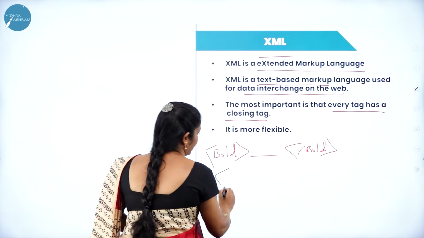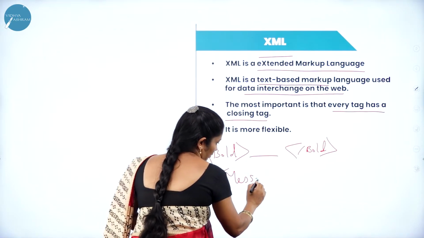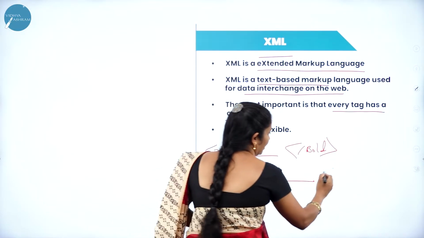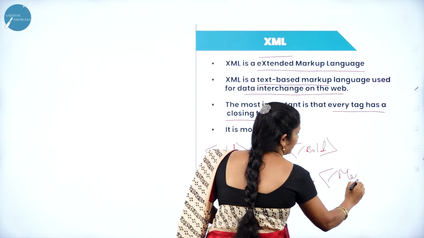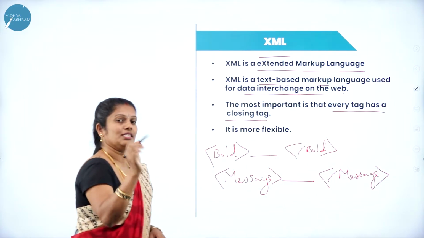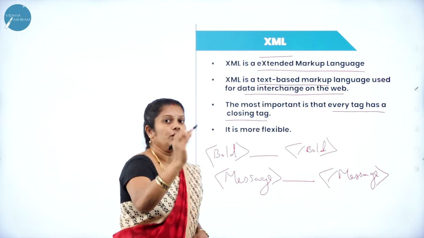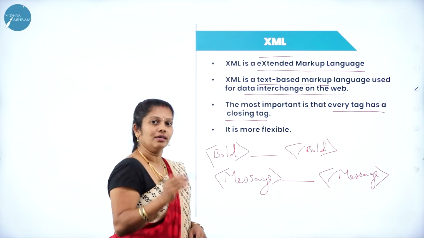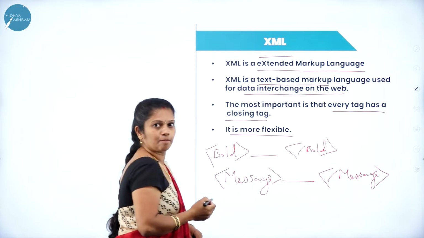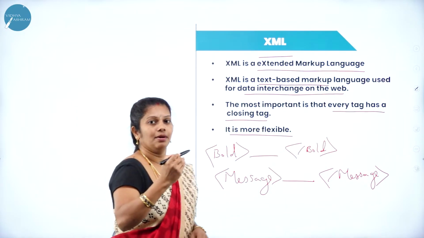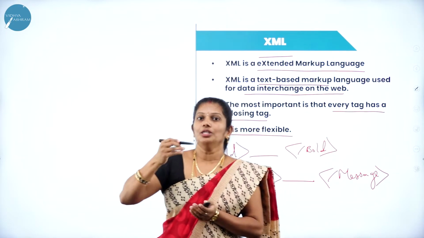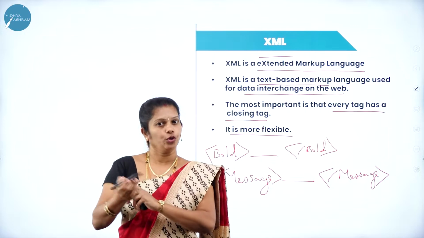For example, here if I am going to write a message, whichever message tag I want, I can write. Then here I can write the text. Then here I have to close this message tag. Compulsory. It is not optional. Whereas in HTML, it is optional only for a few tags. Whereas here, it is compulsory. And it is more flexible. Whichever pattern we want, we can write. Here, no need to remember all the tags before using.